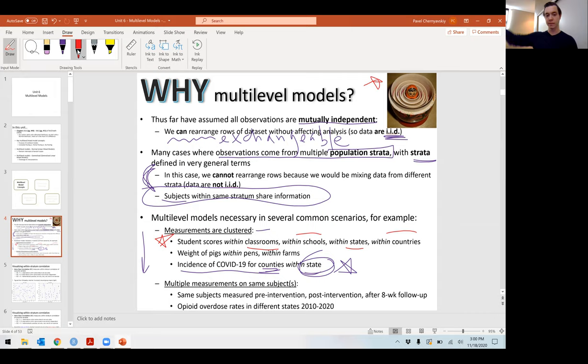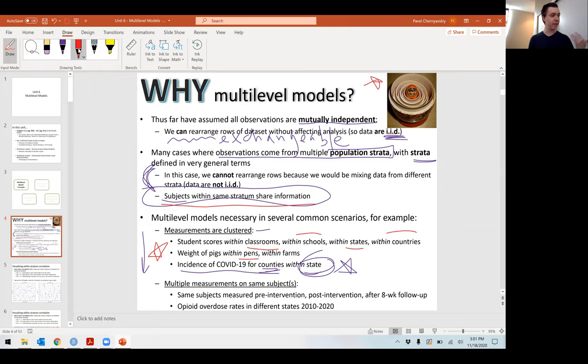Remember that subjects within the same stratum tend to share information for intuitive reasons. From agriculture, I went to an ag school, UNL. So a lot of these examples where I was learning involved crops or animals. So weight of pigs or other animals tends to be correlated, tends to share information within pens. And actually feeding occurs where you feed all the pigs inside of a pen using one device. And so you can imagine there being some kind of a correlation.